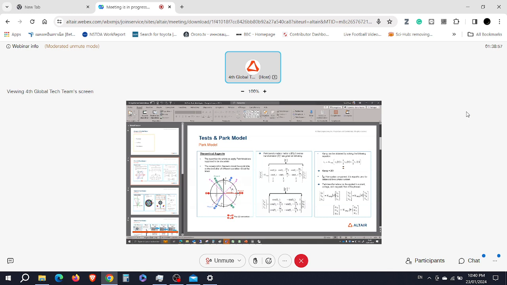Then the Park model, or the Park transformation, can be applied on the currents, on the voltages, and on the magnetic flux. And this is what we are going to focus on, because in Flux Motor, if you remember, we are mixing analytical computation and finite element computation. In the other hand, we said that the voltage is equal to the resistance of the phase multiplied by the current plus dphi by dt.